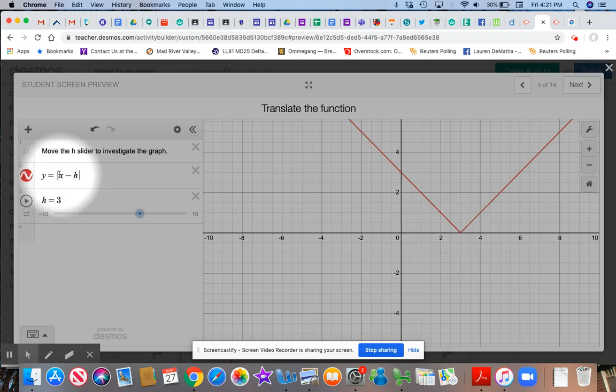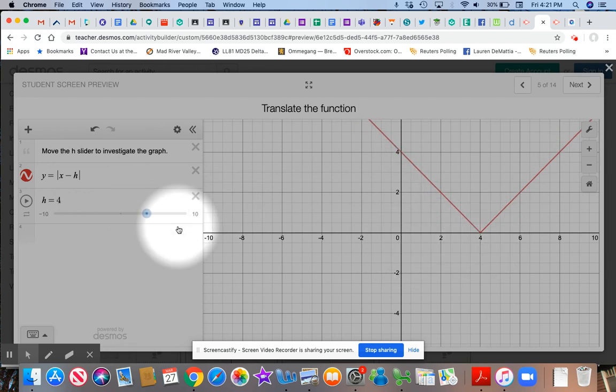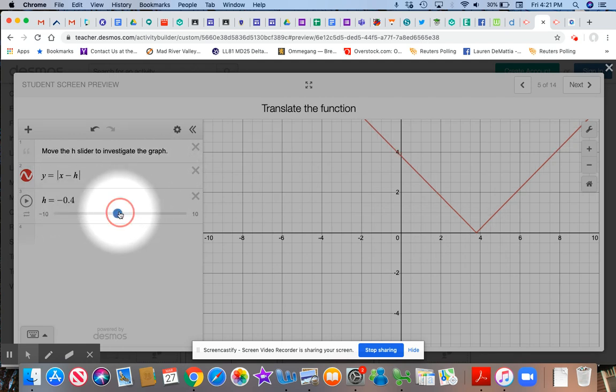Now, if you notice, though, it's x minus h, right? So that's x minus 3. Let's move it to 4 just so it's right on a number. So right here, it's on 4. So this would be x minus 4. And if it's minus 4, it goes 4 to the right. Right? Now, let's say if it's negative 4, we're going to go back to 0.